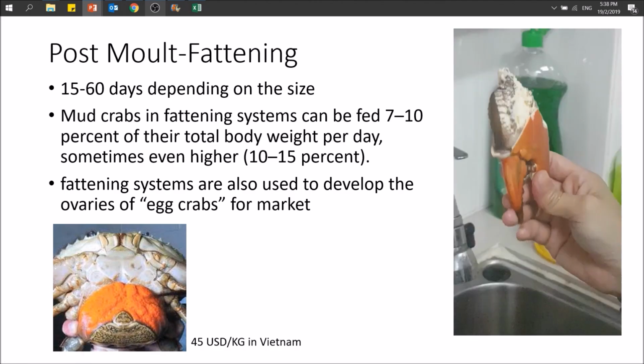We hope you have understood the different modes of production that currently exist out there in the market, and how they are used to achieve different mud crab production. In the next lecture, we will talk about the different mortalities in each individual system.